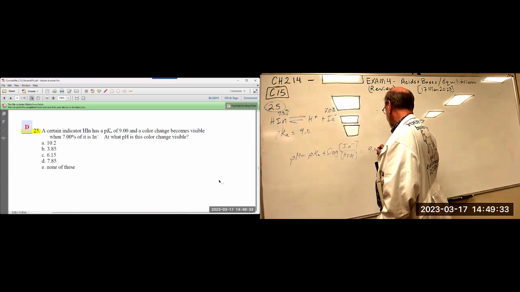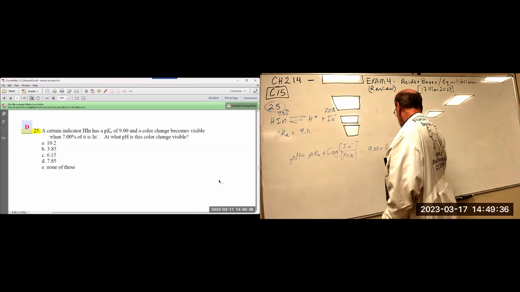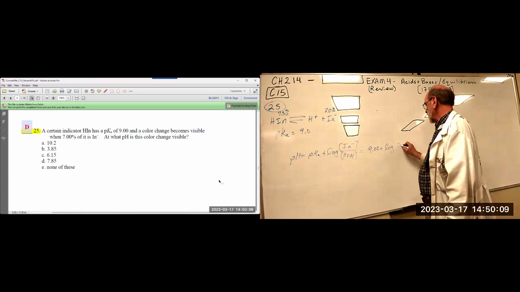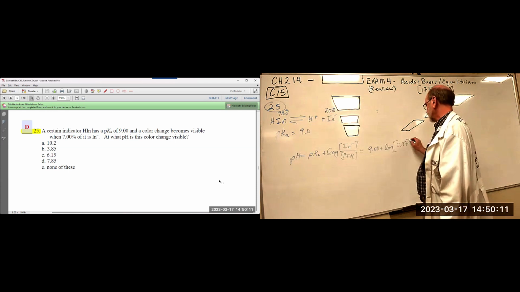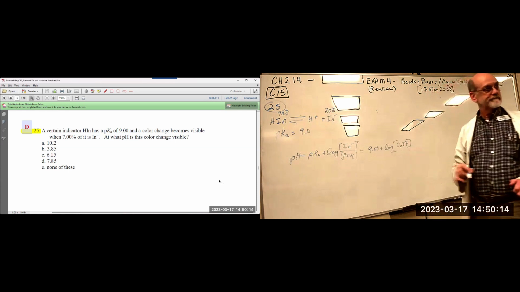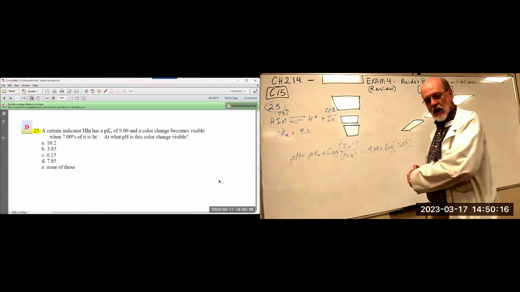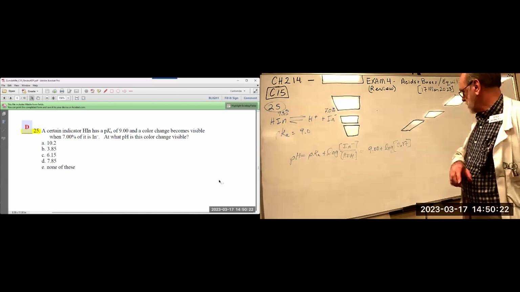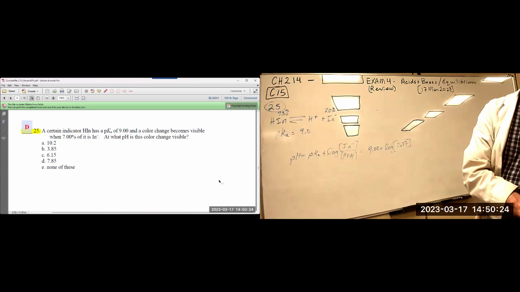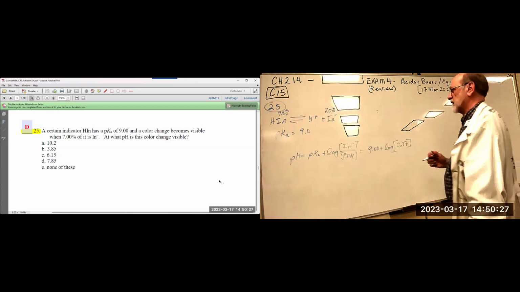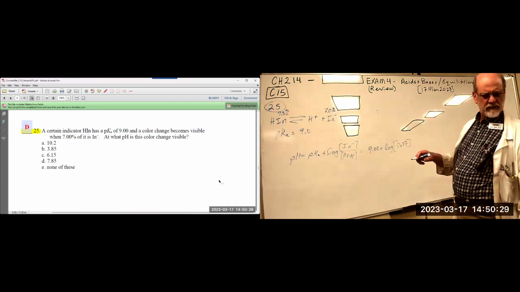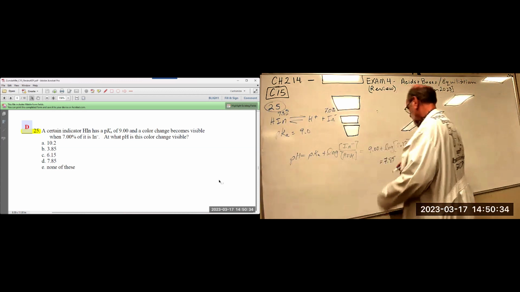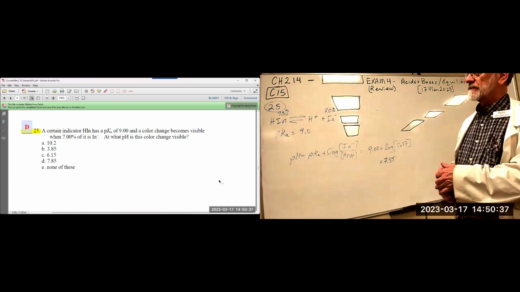pH is 9 plus the log of the ratio of these two. Now we have a ratio of 0.07. So a log of 0.07 is that, and then add that to 9 is 7.8. 7.8 rounded up, 7.85. So the pH is 7.85. That's where we're going to see the color change.